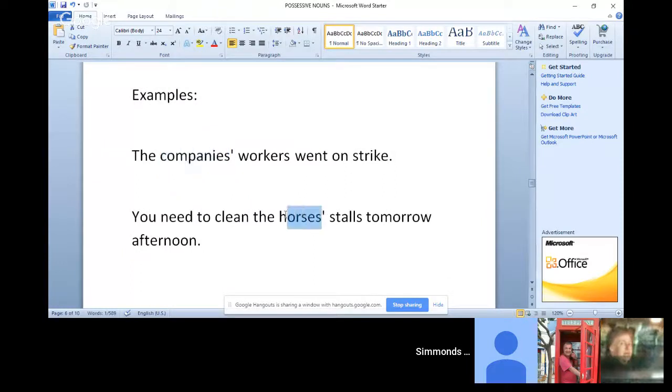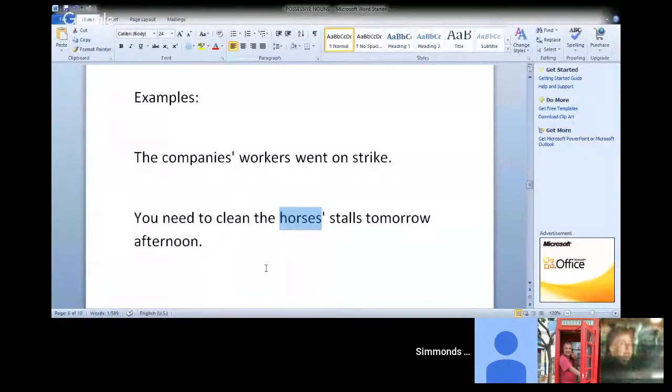Okay, and then in this case, we have horses' stalls, where the horses live on the farm or whatever you want to call it. And we normally have more than one horse. So we have horses, and obviously it's plural. So we've added just the apostrophe after the noun. I think this one's a little bit easier to understand. What do we think? Do you have questions? So there is not only one horse. Correct. There are multiple horses. There are several horses there. I see.